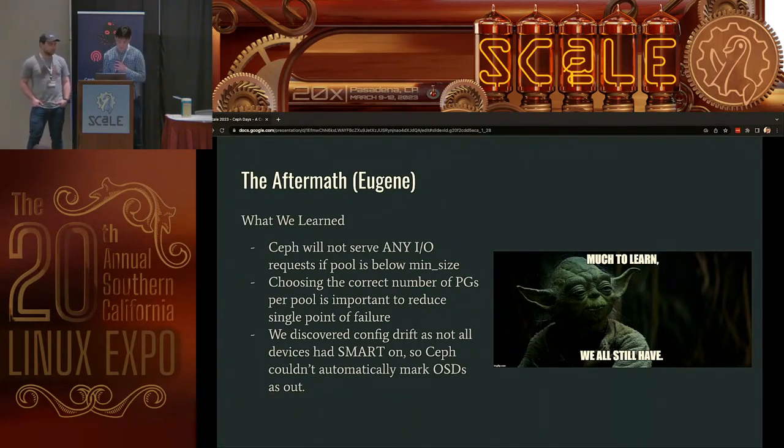We discussed a number of things when it comes to the heterogeneous nature of our cluster, where some things are just not completely configured properly. For example, we discovered config drift, and not all devices had SMART on, and so Ceph couldn't automatically mark OSDs as out. So when you're in an in but down state, it's when things get really hairy really quickly.